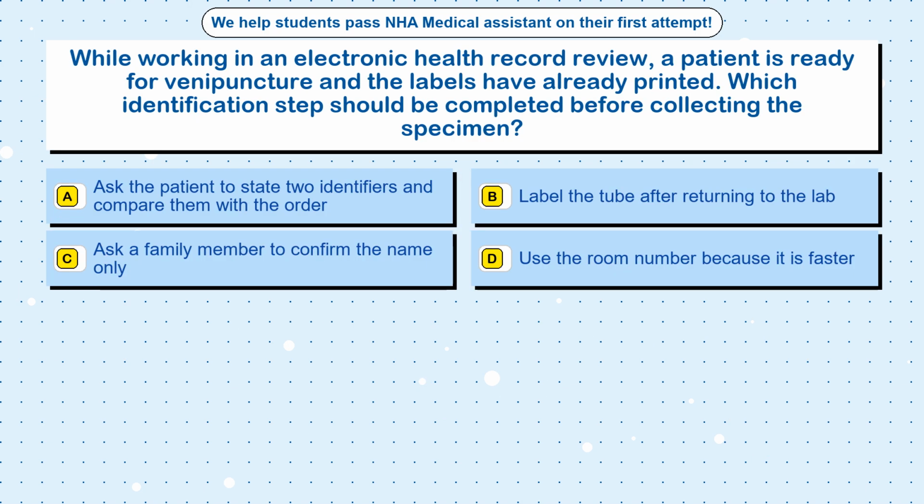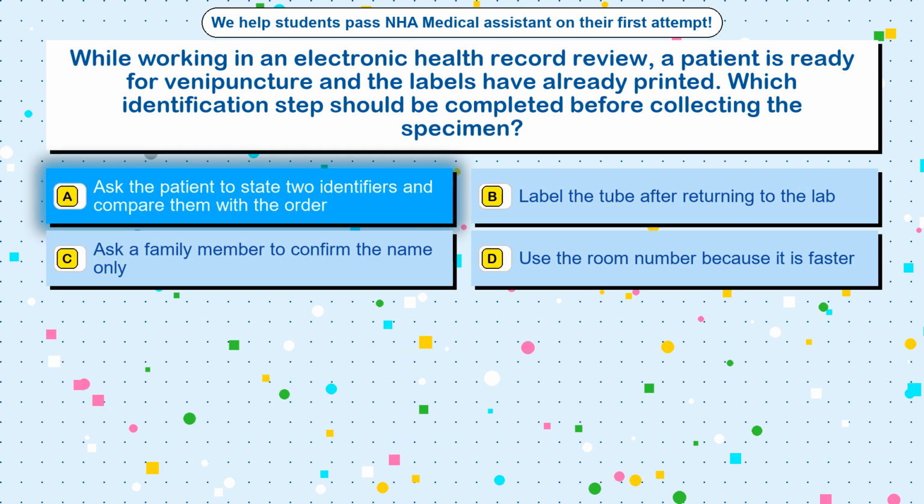Question 35. While working in an electronic health record review, a patient is ready for venipuncture and the labels have already printed. Which identification step should be completed before collecting the specimen? Option A. Ask the patient to state 2 identifiers and compare them with the order. Option B. Label the tube after returning to the lab. Option C. Ask a family member to confirm the name only. Option D. Use the room number because it is faster.